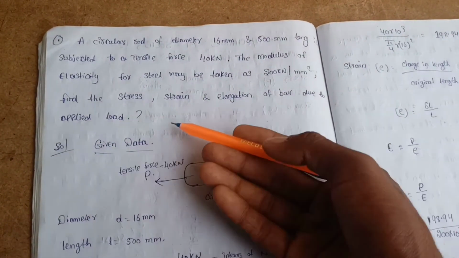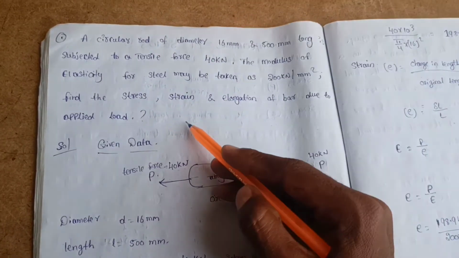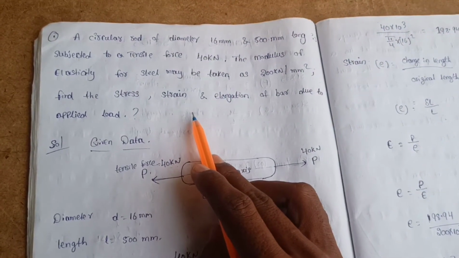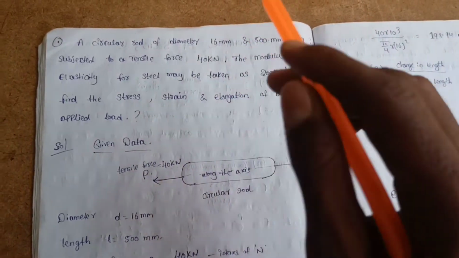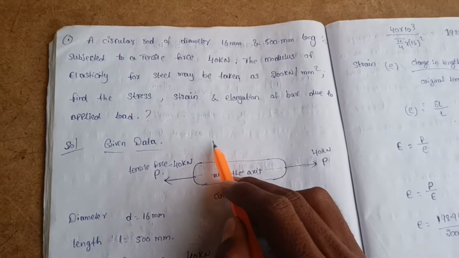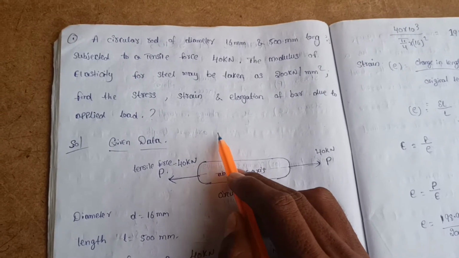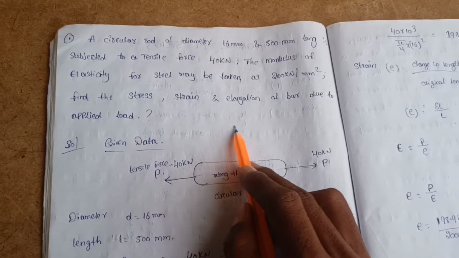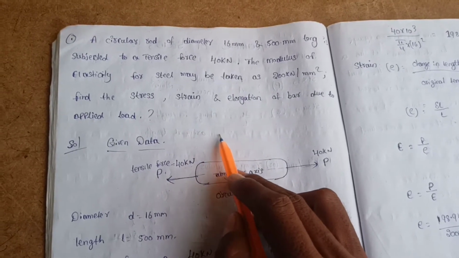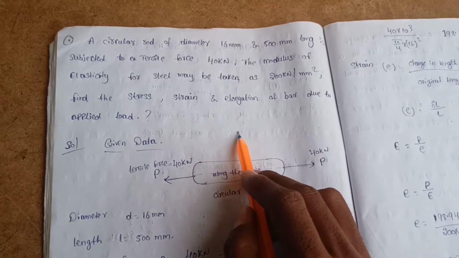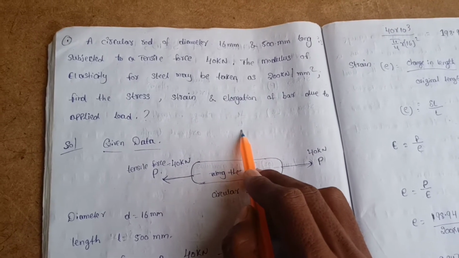Strain: how do we get strain? It means change in length by original length. So he gave one clue here. Here, change in length by original length means small e, which we want to find. For that he gave capital E. So in order to find small e, he gave capital E, because Young's modulus is stress by strain. So we want to find small e.